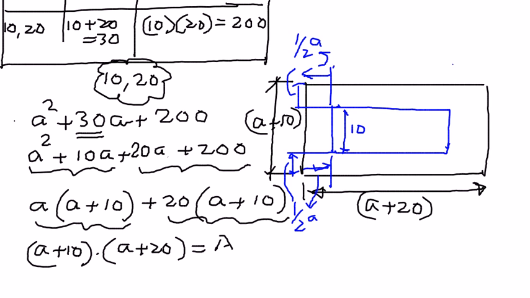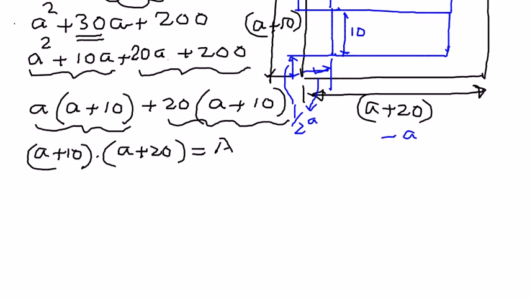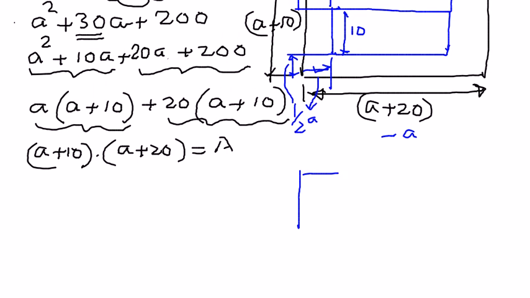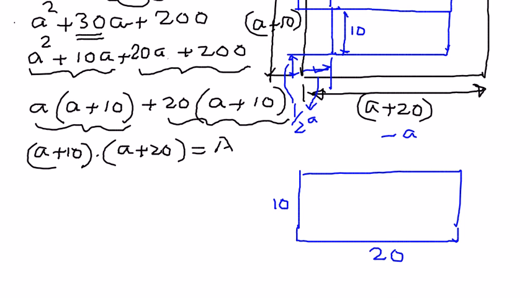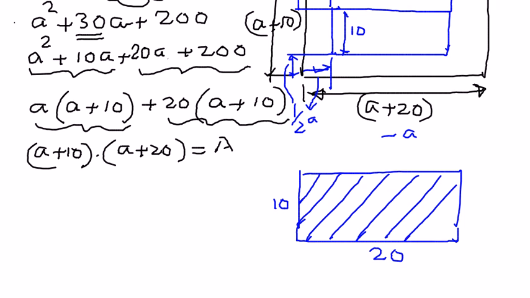Similarly here, this dimension is also half a, and this dimension is also half a. So what would this dimension be? From a plus 20, if I subtract a, what is left? 20 is left. So the dimensions of the new inside rectangle are going to be 10 and 20.